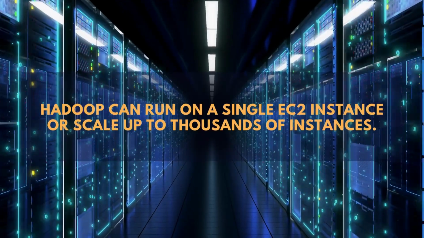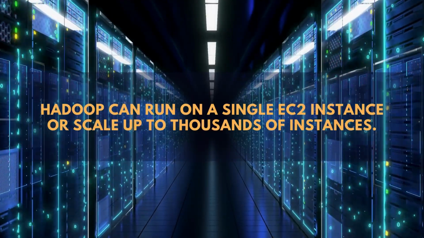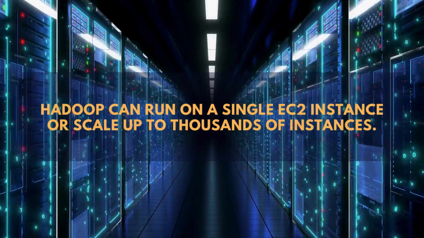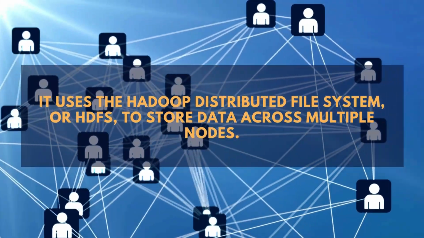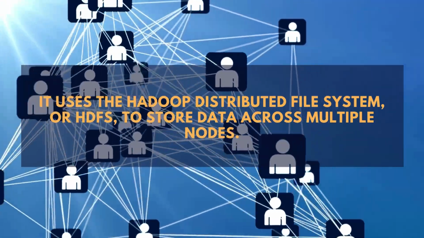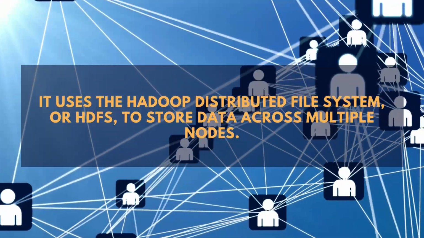Now, Hadoop can run on a single EC2 instance or scale up to thousands of instances. It uses the Hadoop Distributed File System, or HDFS, to store data across multiple nodes. We'll also leverage Amazon S3 and Apache Hive for querying our data.